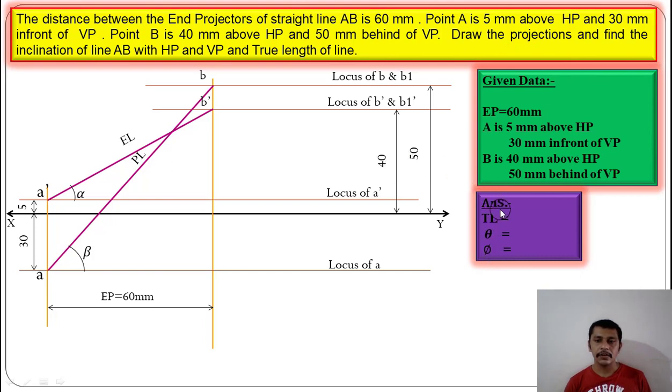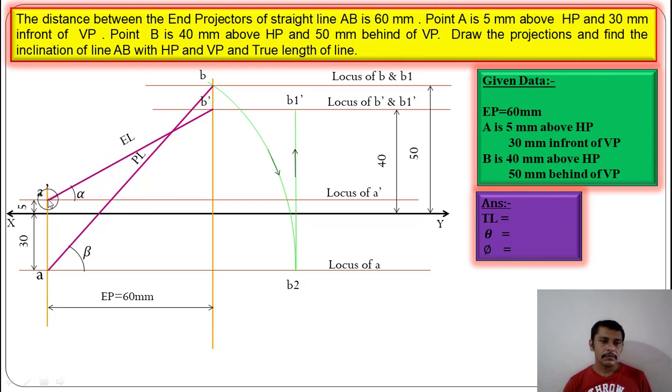So if we want to find out the true length, measure AB, which is our plan length, and from A give an arc up to locus of A. So measure A to B and give an arc to locus of A from point A. The intersection point of this arc and this locus A will be B2. Now from B2 draw a straight line up to locus of B dash. We will get B1 dash over here. So this point is B1 dash.